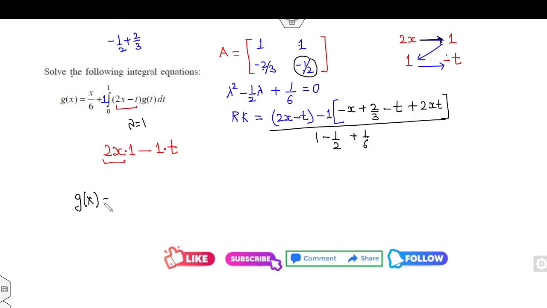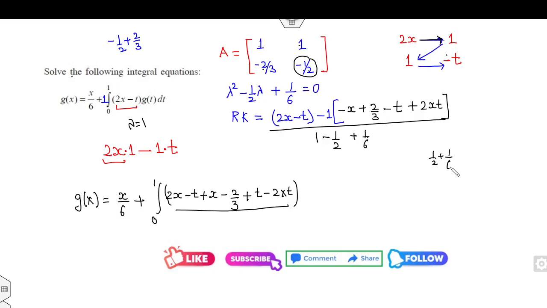g of x will be x over 6 plus integration. Now this answer will come here: 2x minus t, if you open them, plus x minus 2 over 3 plus t minus 2x t, divided by whatever comes for this, half plus 1 over 6, so that is 4 over 6. You have to do integration with respect to t.